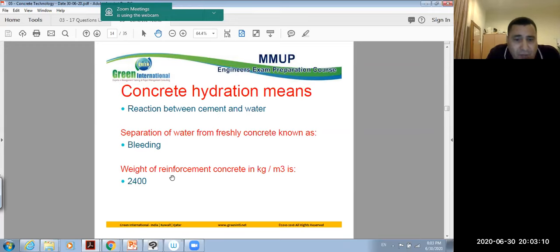The weight of reinforced concrete is 2,400 kilograms per cubic meter. This is a standard. In your exam, if you have four options, one of them is 2,700, the second option is 2,200, the third option is 2,100, and the fourth option is 2,400. Choose 2,400 and you got it. This is standard. Memorize, guys.